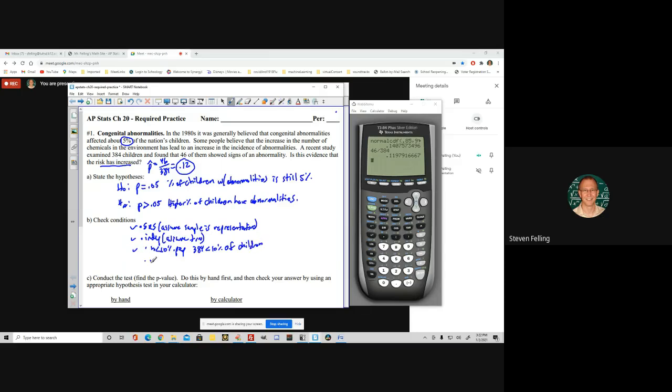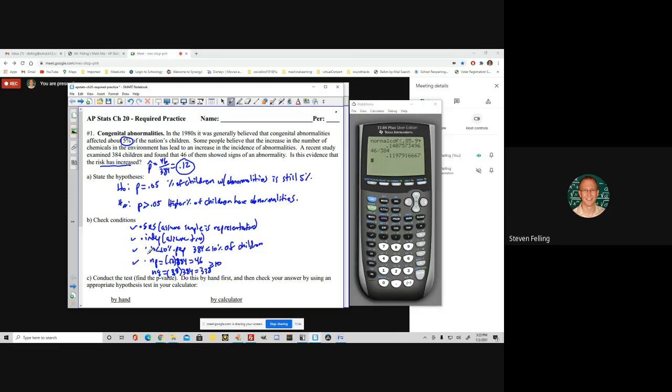And then we have to show that NP is at least 10 and NQ is at least 10. So NP would be 12% of 384. That's the 46 number. And NQ would be the other 88%, since 100% minus 12% is 88%, of 384. We had 384, and 46 of them are the yes case, so 338 are the no. Both of those are greater than 10.